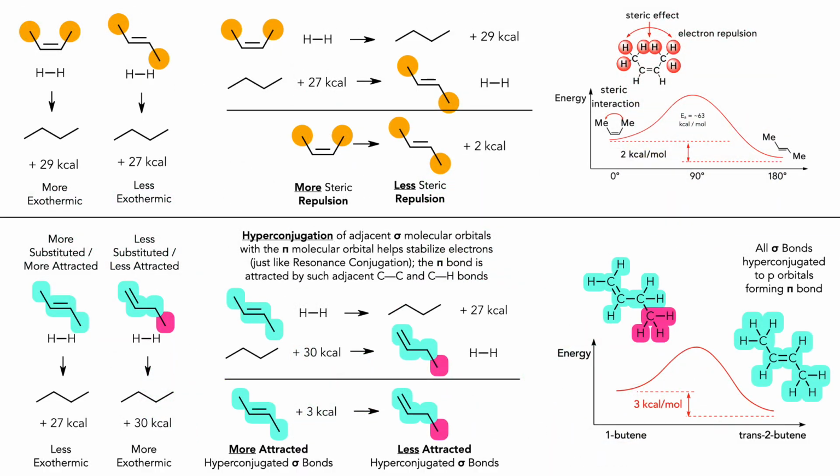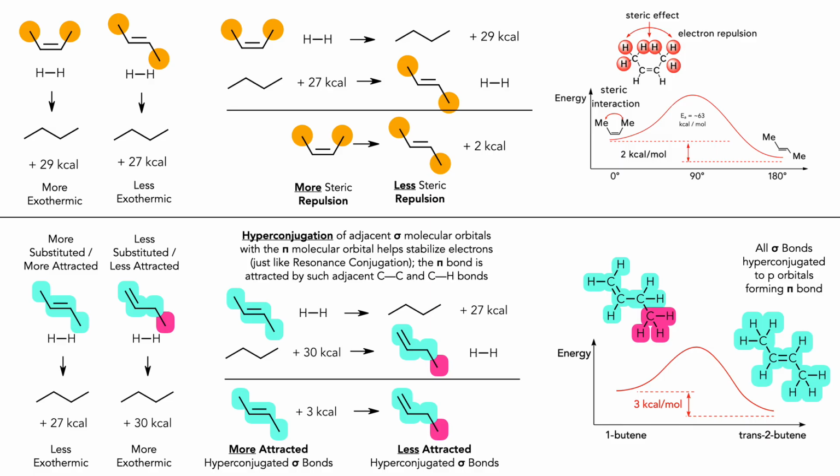So, why are certain alkenes more stable than others? There are two big competing effects: steric repulsions and hyperconjugation. On the top row, we're looking at sterics. When we hydrogenate two different alkenes, notice the heat release, the enthalpy of hydrogenation, isn't always the same. More exothermic means the starting alkene was less stable. Less exothermic means the starting alkene was more stable.